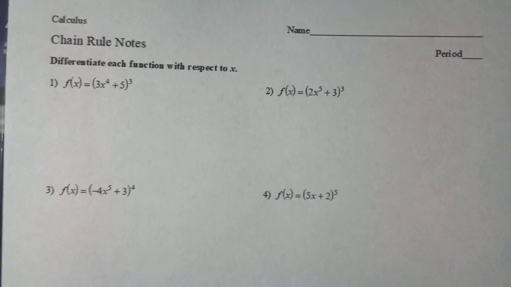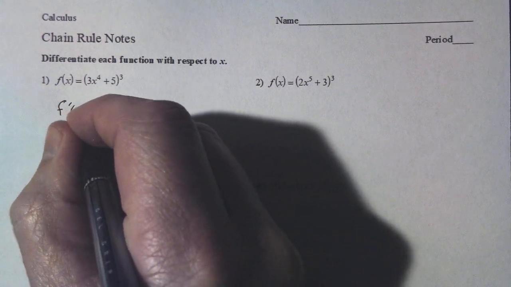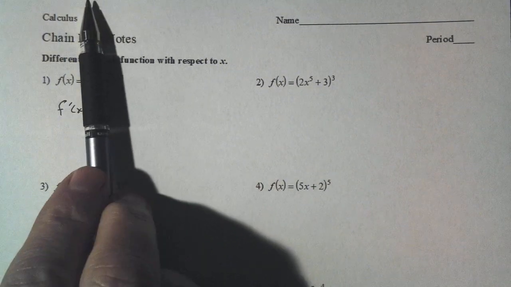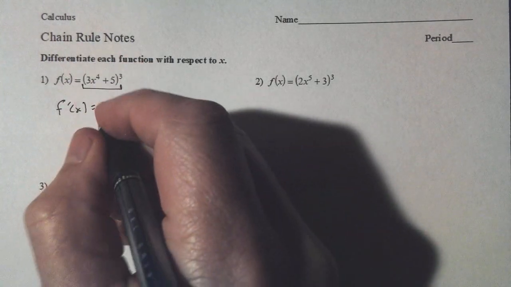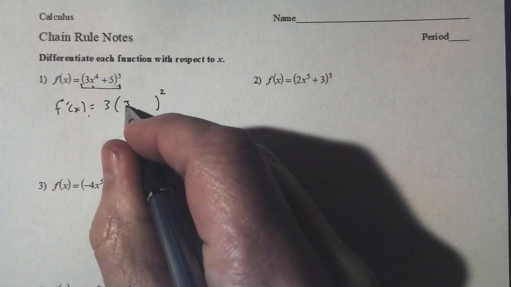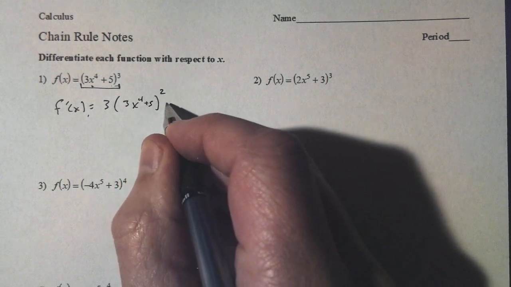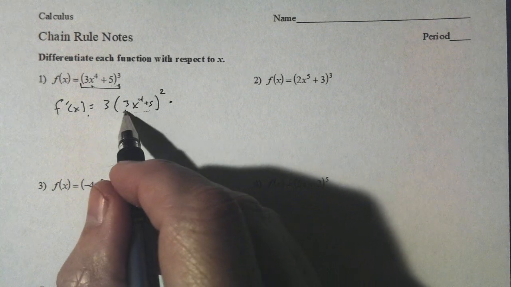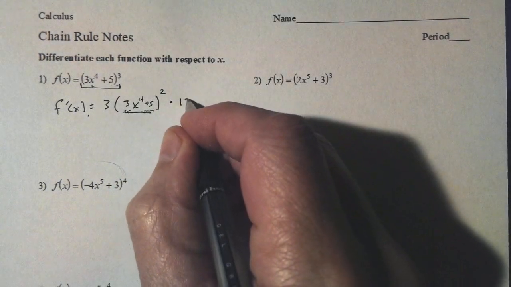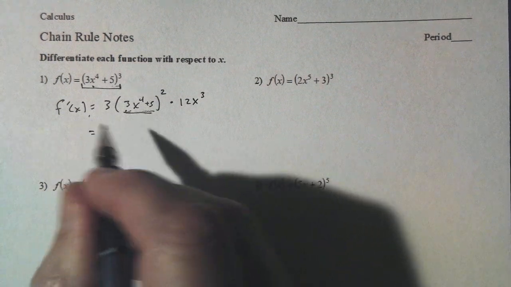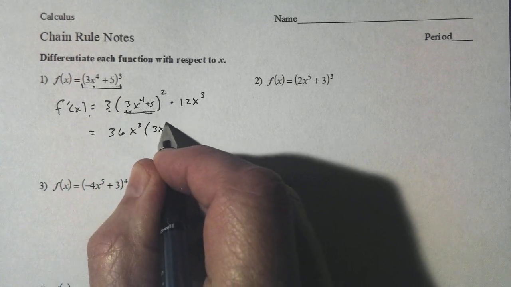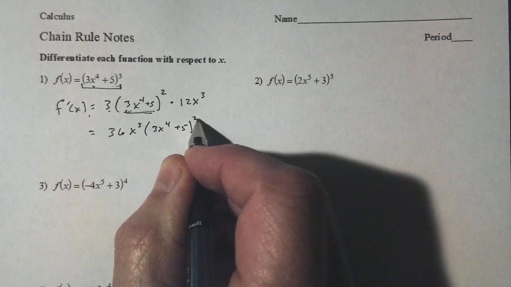So let's go ahead and get started. f prime of x equals our outside function is something to the 3rd. Forget about the baby, we can't see the baby yet. So we just treat the mama function, so that would be 3 times something to the 2nd. We leave the baby alone, 3x to the 4th plus 5, times, when the baby's born, we treat the baby, we take the derivative of the inside function, which is 12x to the 3rd. So final answer, 3 times 12, 36x to the 3rd times quantity 3x to the 4th plus 5, squared.